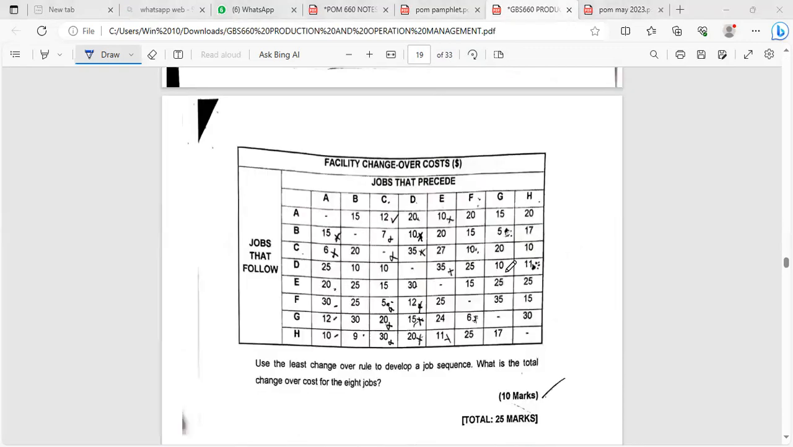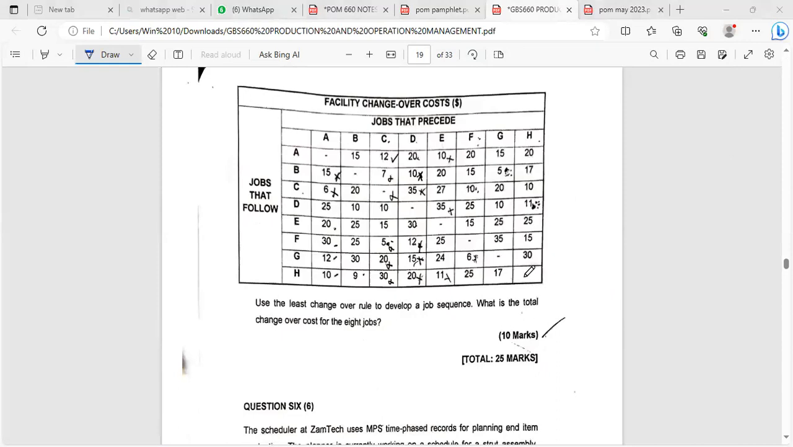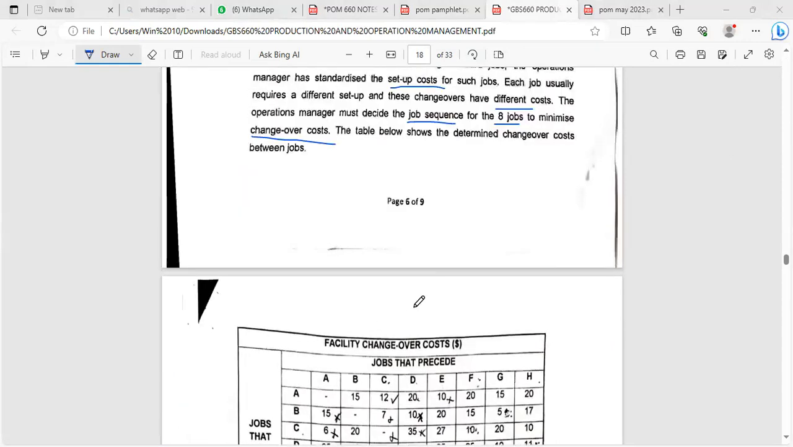Okay, so we have this changeover, these are changeover costs. So those 10 marks, it said the table below shows the determined changeover cost between jobs.